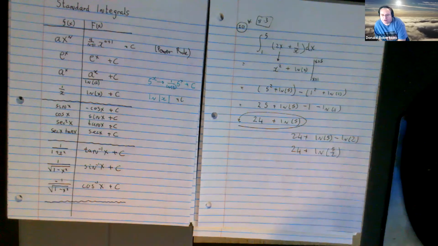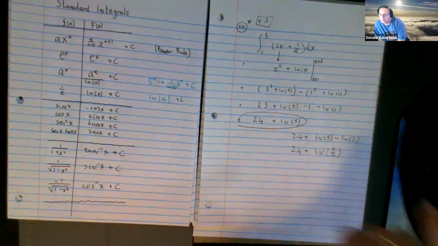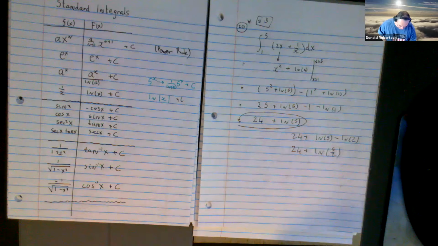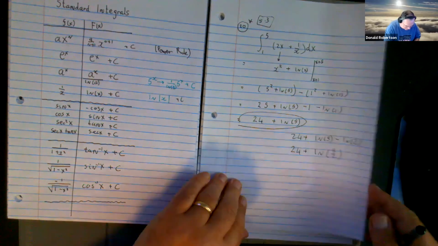Style points are, essentially when there's numbers involved, make the answer as simple as possible. Right? 2 terms is considered simpler than 3. And that's the end of that one.